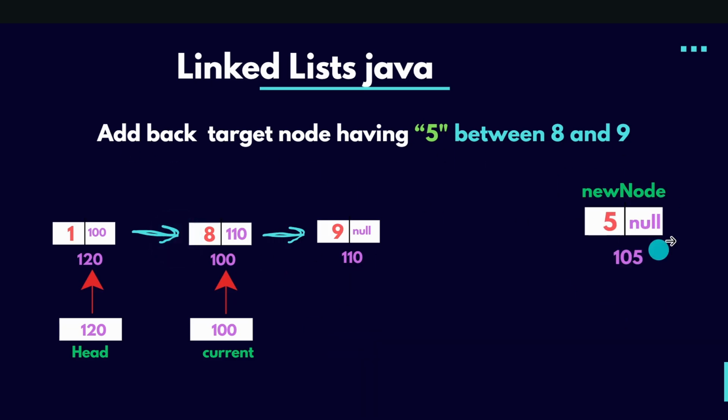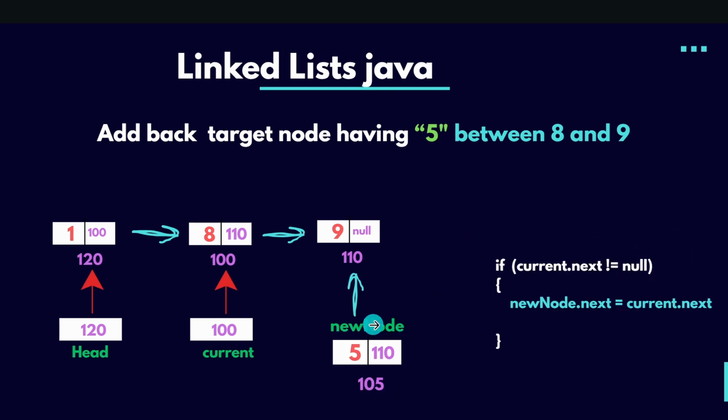After coming here, you can create a new node, initialized with the data you are trying to add, which here is 5. The next pointer is pointing to null. It has some address, 105. With the help of this simple if statement, you can check whether current.next is not equal to null. If that's the case, new node.next takes this 110 and places it here, that is current.next. This current.next that is pointing to here, this 110 will be placed inside here. So this link has been successfully completed.